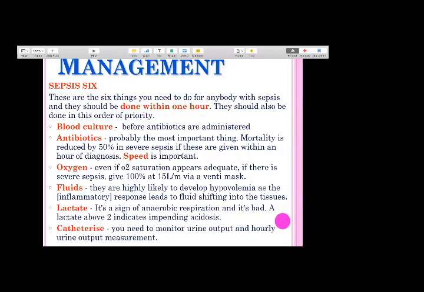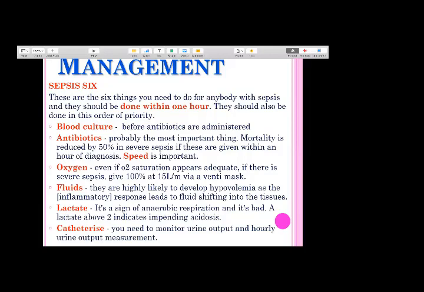Oxygen, that's also necessary. Even if oxygen saturation appears adequate, you still need to give 100% oxygen at 15 liters per minute, a maximum, via a venturi mask or a mask. If there is severe sepsis, obviously.